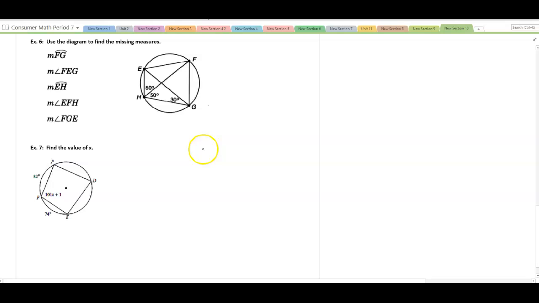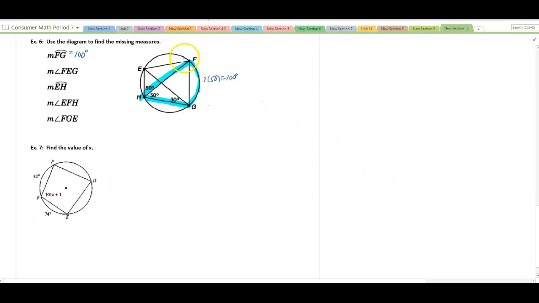All right, and the next one. Use a diagram to find the missing measures. So arc FG. If I highlight that arc, FG, I'm going to trace the lines down that make up that arc, or intercept it. If this inscribed angle is 50 degrees, that means 2 times 50 is 100 degrees. So this would be 100 degrees.